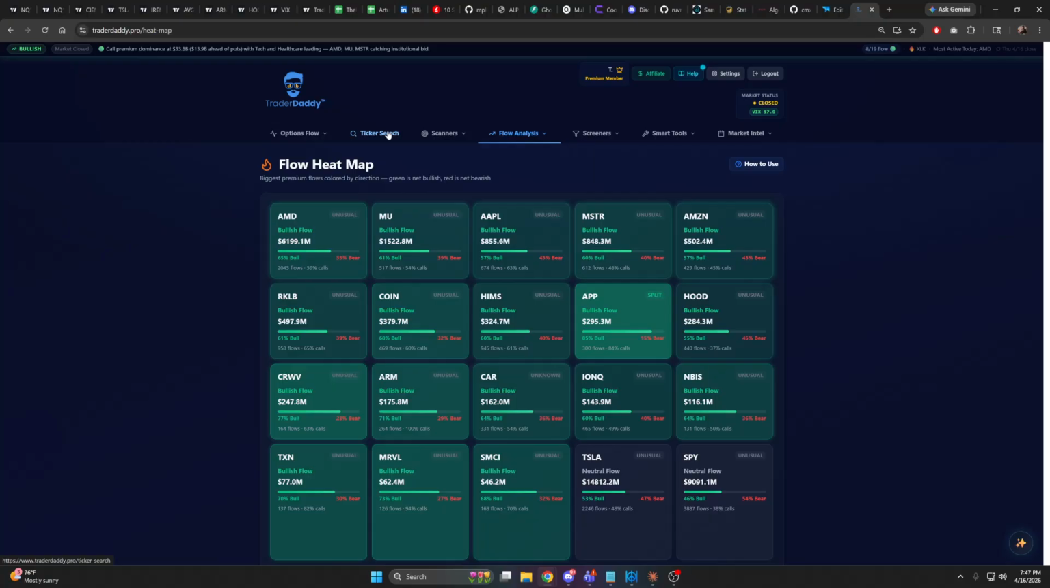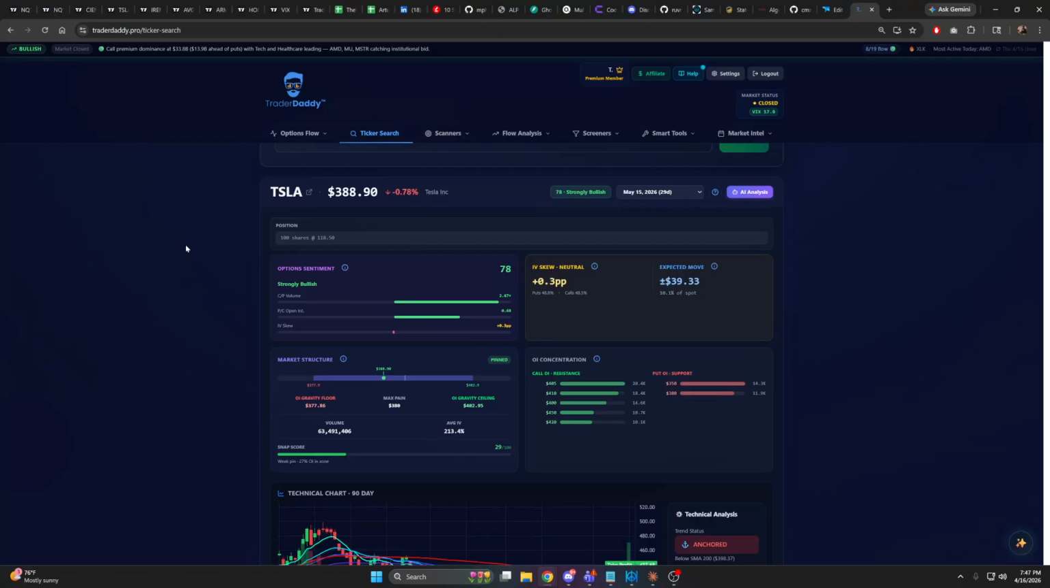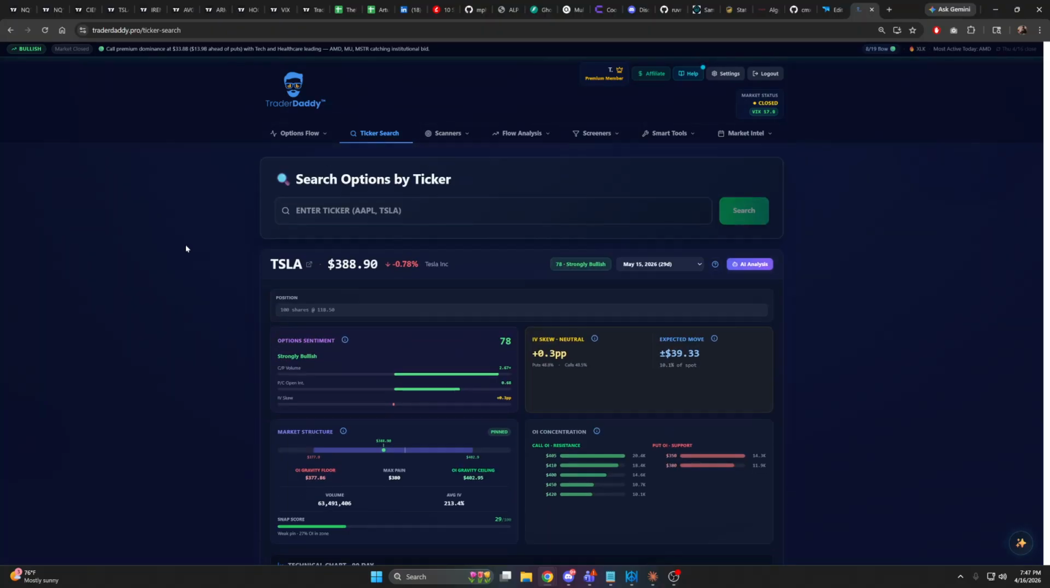So what I'm going to do here is showcase the ticker search, and here you can search basically any ticker, and you're going to get a bunch of information. Okay, so starting off, you can select the expiration date here, and for a particular expiration date, it is going to give you the option sentiment. So is the option market bullish, neutral, or bearish on a particular stock? This is determined by an inside algorithm calculating based on call to put volume, put to call open interest, skew, and a couple other metrics.